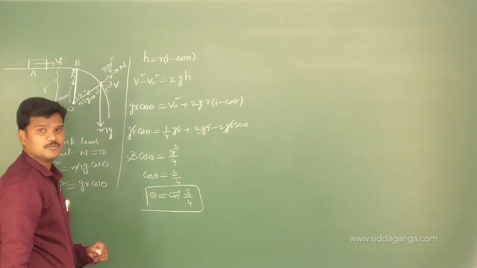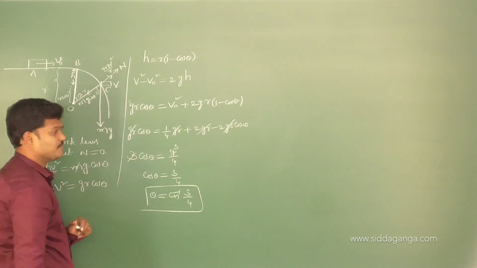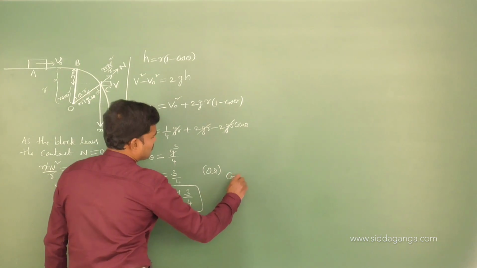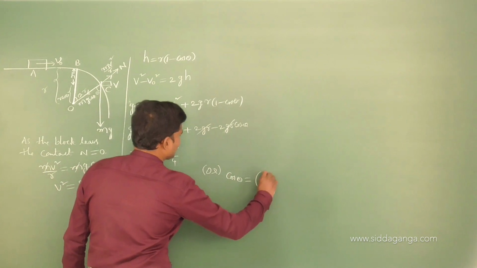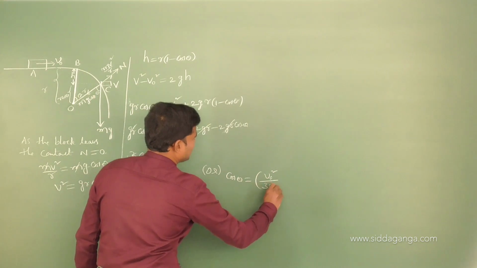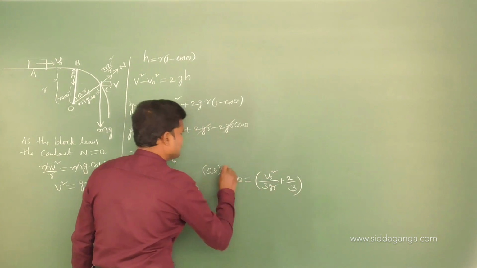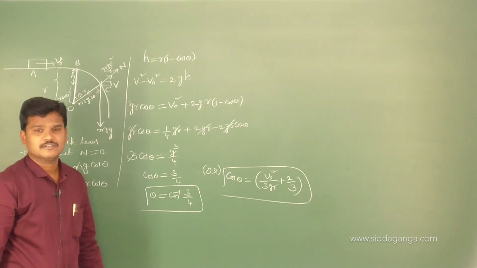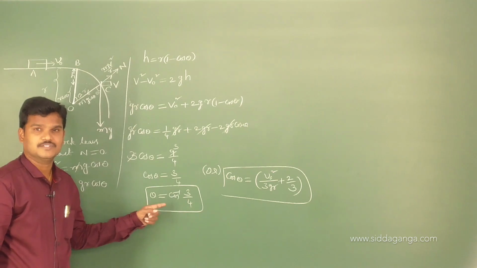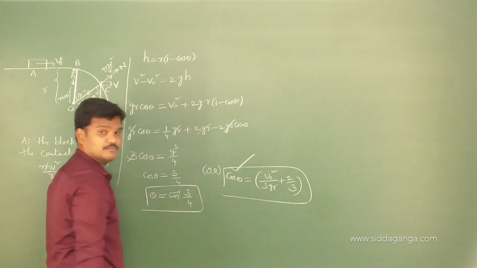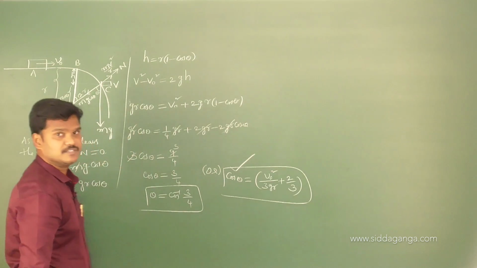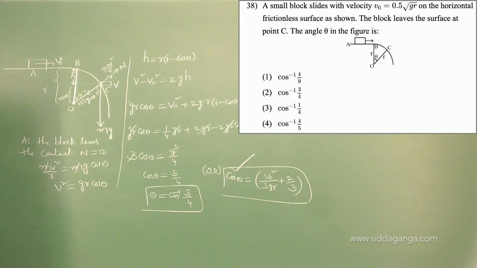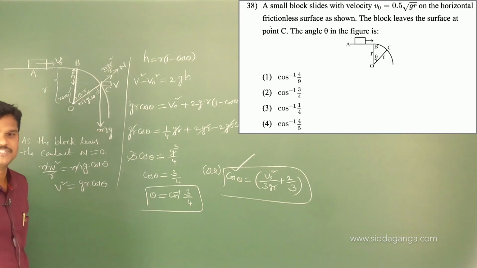Or if you remember the shortcut formula, then you will get this answer in one step. I hope you remember the formula covered in our conceptual class. That formula is cos theta equals v naught square by 3gr plus 2 by 3. If you use v naught square as 0.5 root gr, then you will get the same answer, 3 by 4. The concept is already covered in previous video classes. Yes, same answer. So the second option is the correct option.